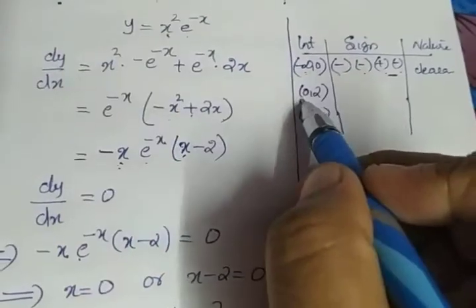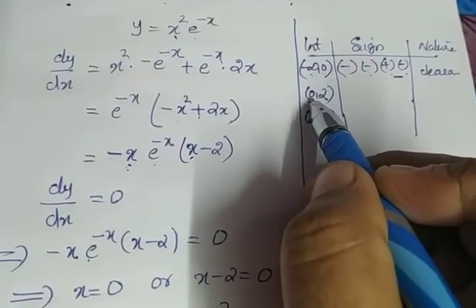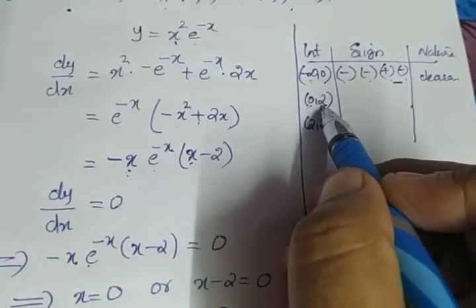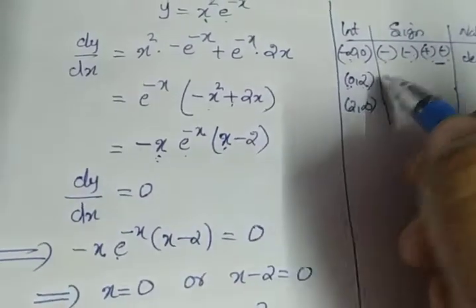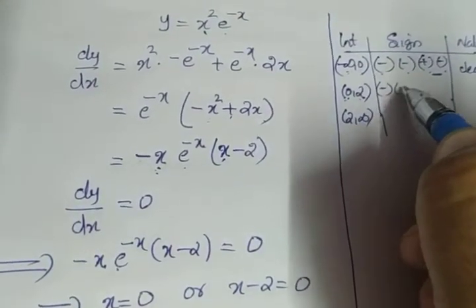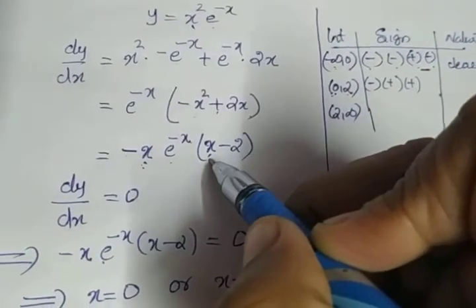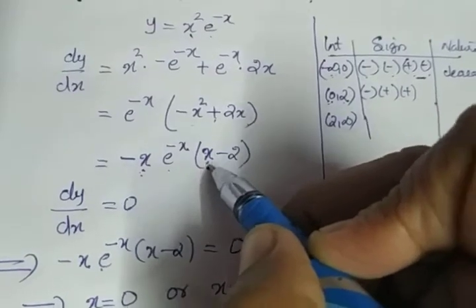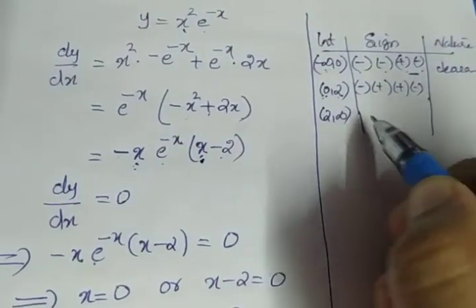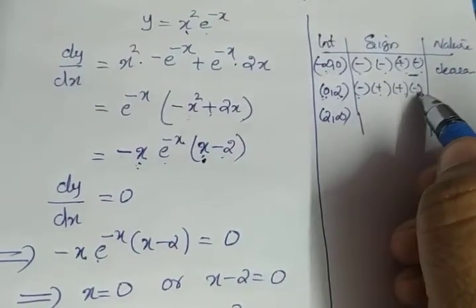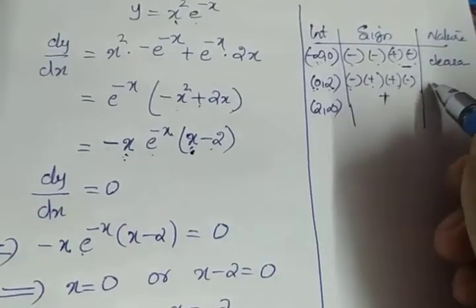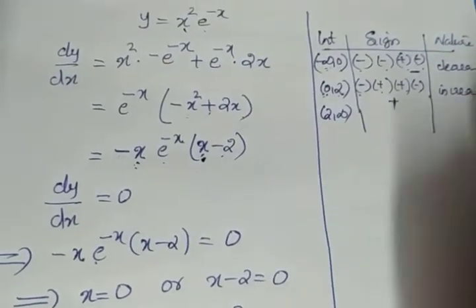Okay. In 0, 2, you can take the value 1. In between, in the interval, 1 is an element. So if I substitute 1, negative will be negative itself. X will take the positive value. E raised to minus x again a positive value. When I substitute the value of x as 1 here, 1 minus 2 will be a negative value. So negative into positive into positive into negative together gives you positive value. So it is increasing.